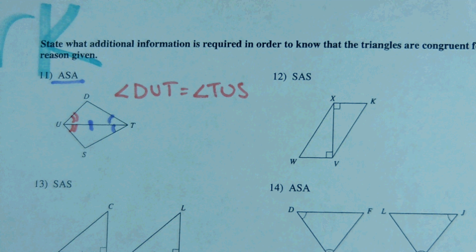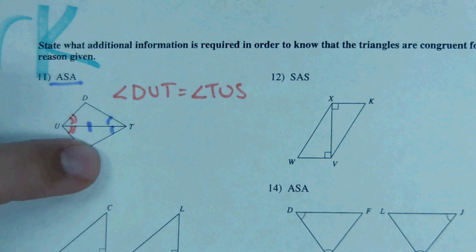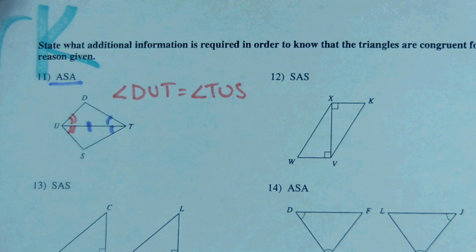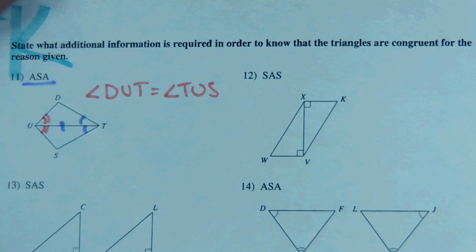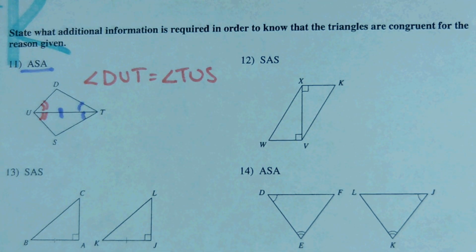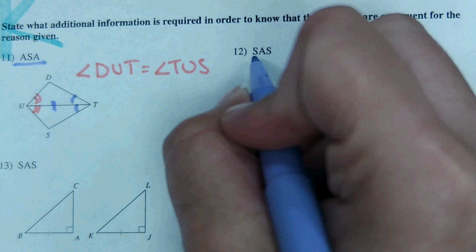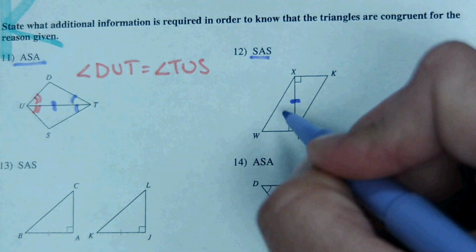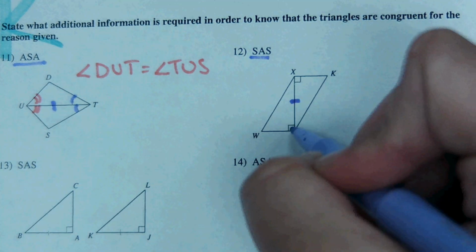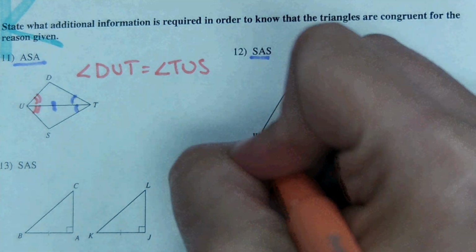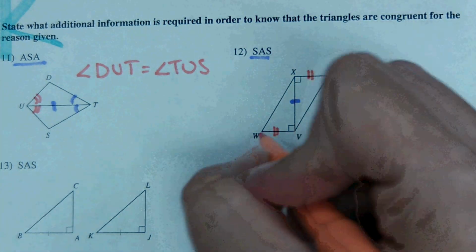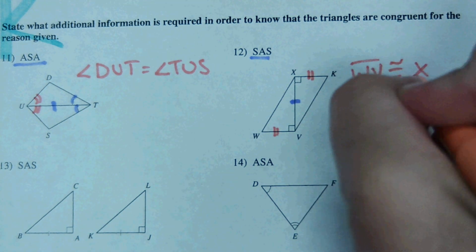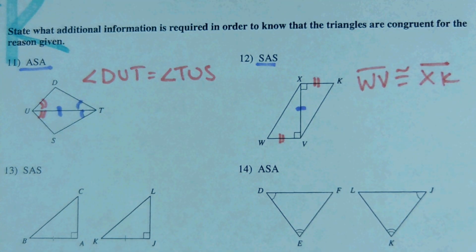And this is a popular test question as well, and it'll be like multiple choice. They'll say, what additional information do you need to know to prove that this is congruent based on angle, side, angle, or whatever it's asking. So 12 says side, angle, side. We have these sides in common because they're shared based on the reflexive property. Then an angle. We'd also need to know that this side is equal to this one to have side, angle, side. So we need to know that WV is congruent to XK.